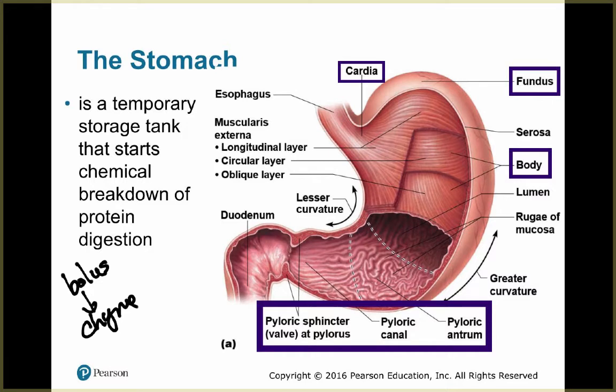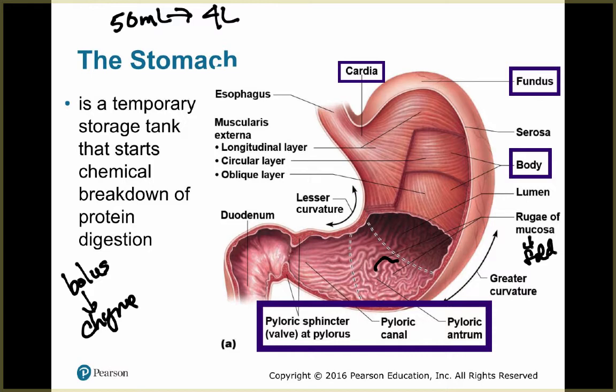An empty stomach is about 50 milliliters in volume, but it can expand up to 4 liters when you're eating. And as you can see, these little lines in here are called rugae. Basically these are the stomach folds, right? They help to increase that surface area. And so let's look at it and get a general area.